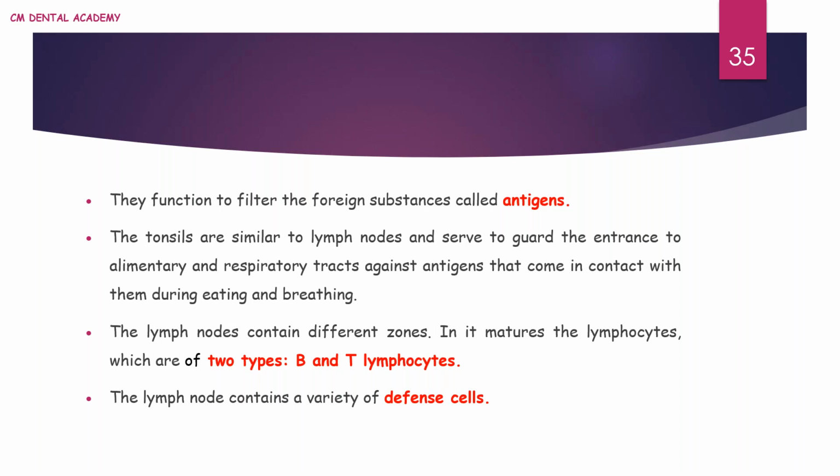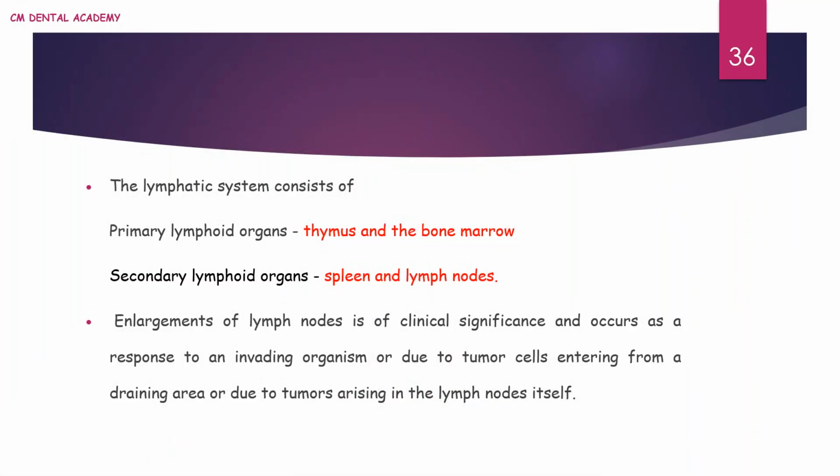The tonsils are similar lymph organs which act as guards at the entrance of the alimentary and respiratory tracts against the antigens which come in contact with them during eating and breathing. A lymph node contains two different zones. In it, maturation of two different lymphocytes occurs, mainly the T lymphocytes and the B lymphocytes. It also contains a variety of defenses. The lymphatic system consists of primary lymphoid organs in the form of thymus and bone marrow, and secondary lymphoid organs in the form of spleen and lymph nodes.